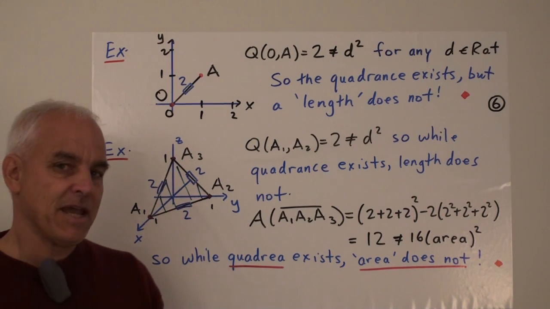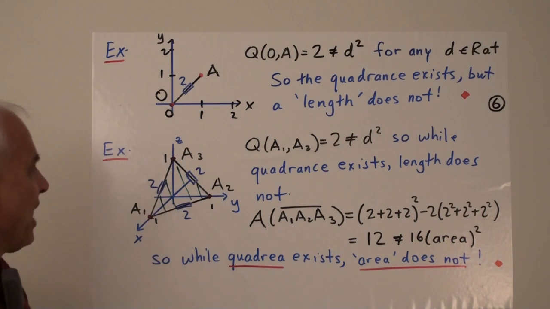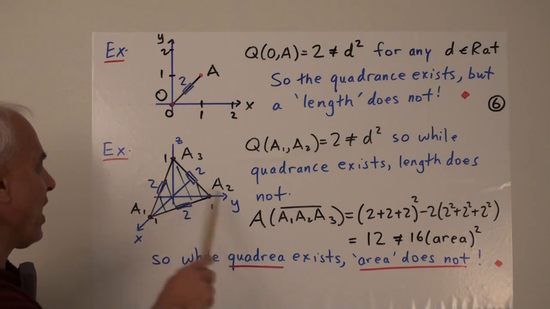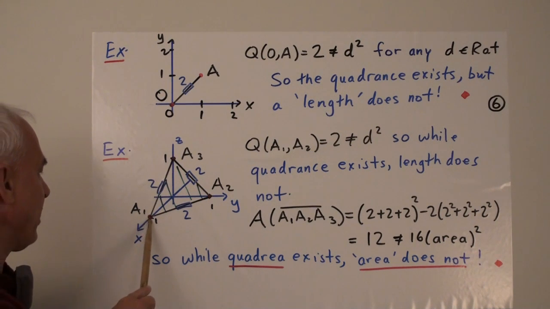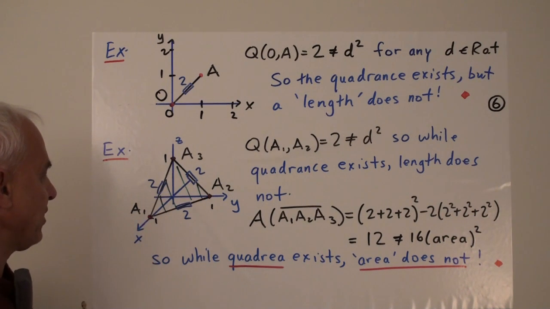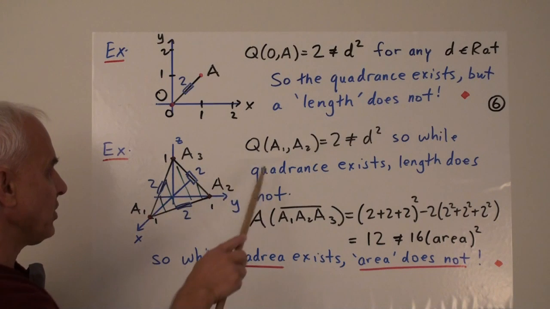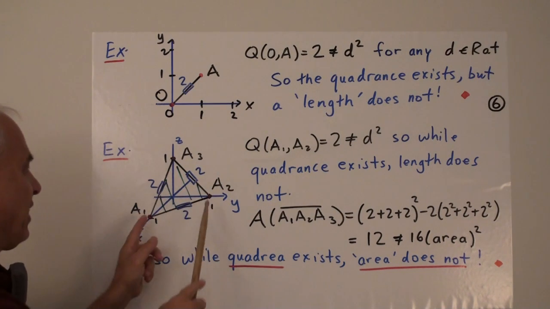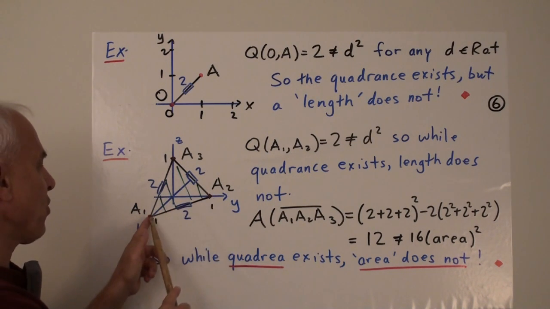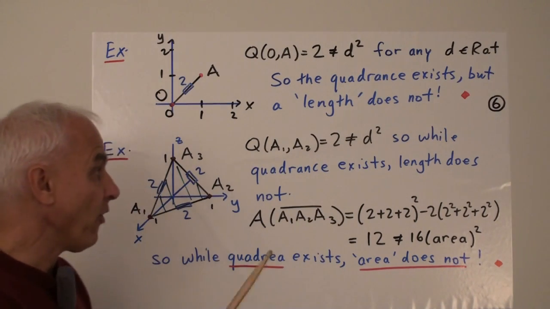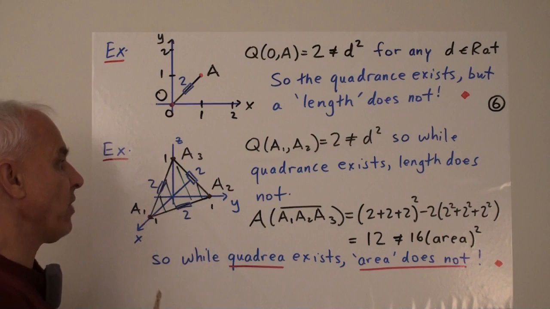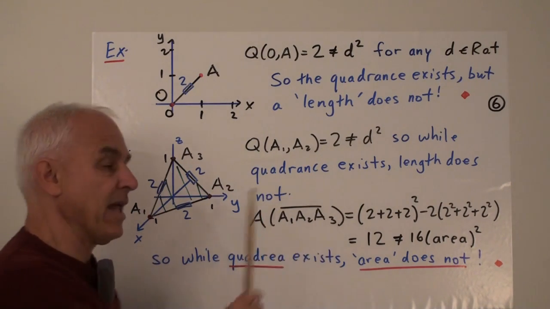So here is a similar kind of example, but going up in one dimension. Here's our x, y, z axes in our three-dimensional space, and here's a point A1, which is 1 along the x-axis, A2, which is 1 along the y-axis, and again, if we look at these 2 points, the quadrance between them is 2, which is not a square. So again, also in 3 dimensions, we found a situation where the quadrance exists, but the length does not.